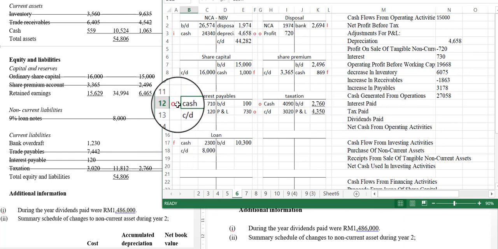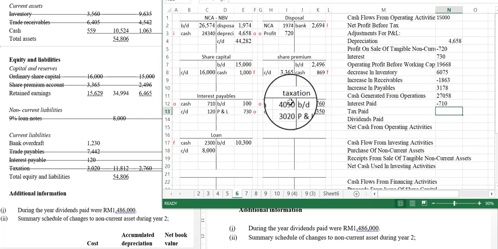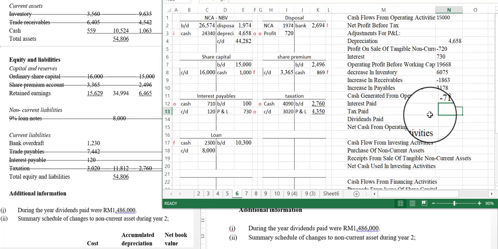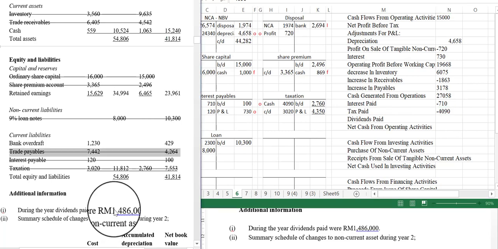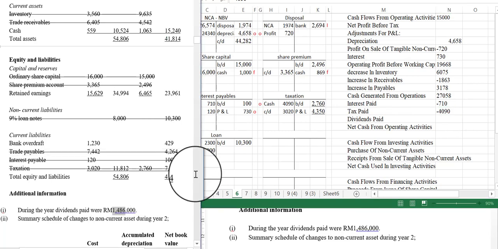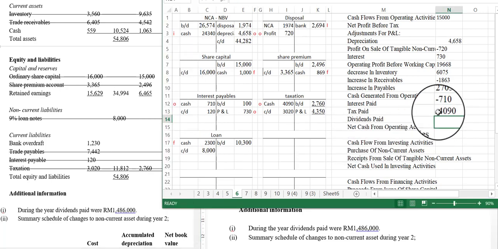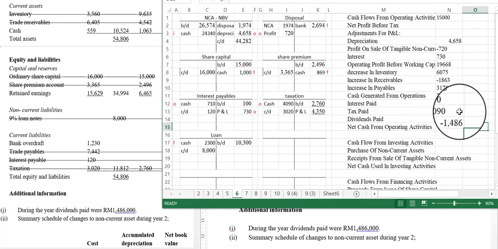Now then look at interest paid. Interest paid is the cash amount. So here you have to minus the interest that you pay and the tax that you pay, taxation, cash amount 4090, and the dividend that you pay. According to the question, you pay a dividend of 1486. So minus 1486 directly. So how much you have at the end of the year for operating is 20,772.